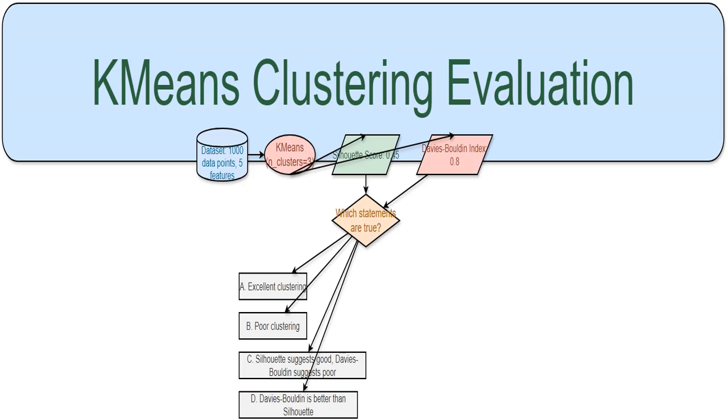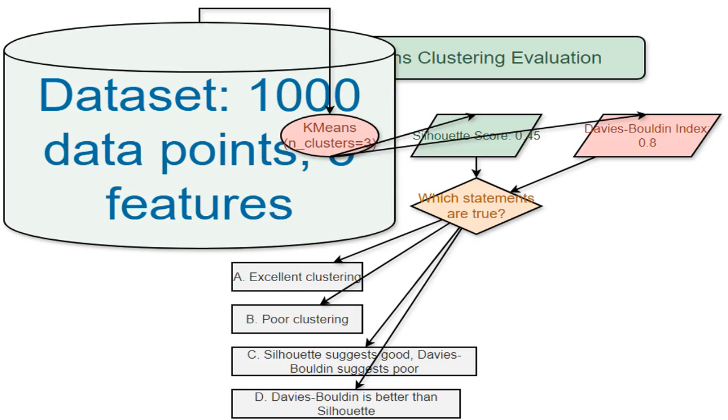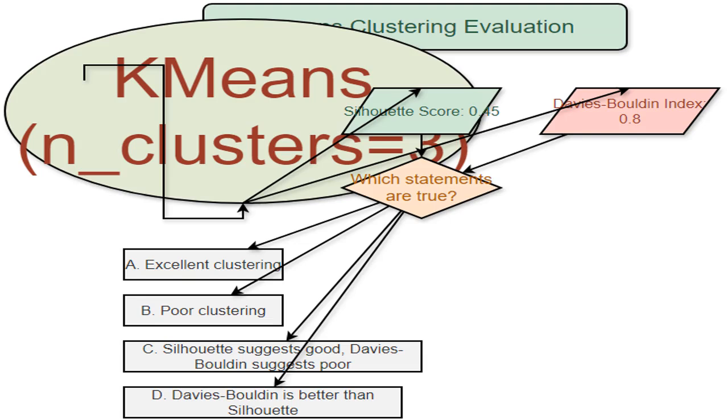K-means is a popular method to group similar data points together. Think of it like sorting socks. K-means tries to put similar socks into the same drawer. I have 1,000 data points, each described by 5 different characteristics or features. Imagine each point as a different sock, and each feature as a property like color, size, material, etc. I use the K-means algorithm to group these 1,000 data points into 3 clusters, like putting the socks into 3 different drawers.